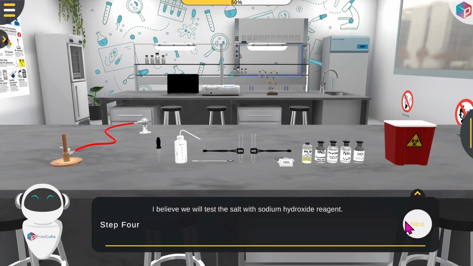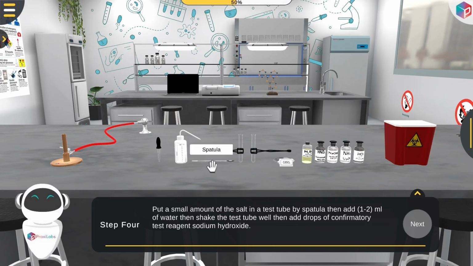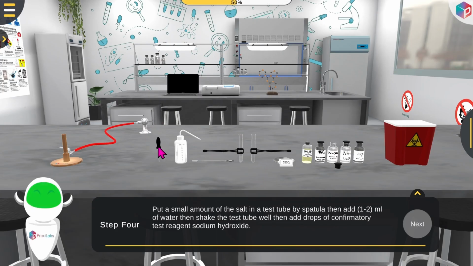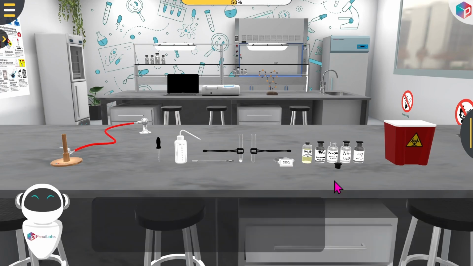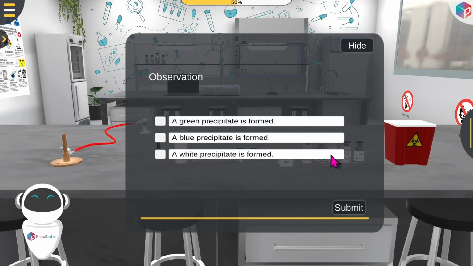Step 4. Put a small amount of the salt in a test tube by spatula. Then add from 1 to 2 milliliters of water, then shake the test tube well. Then add drops of confirmatory test reagent sodium hydroxide. Observation: a white precipitate is formed.